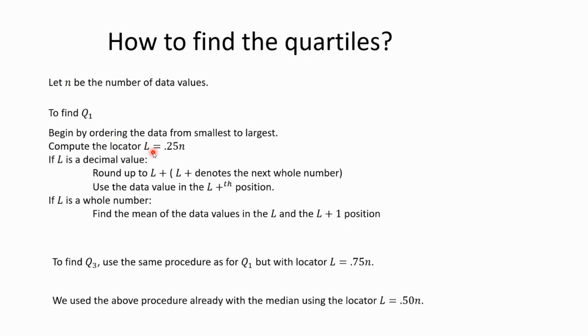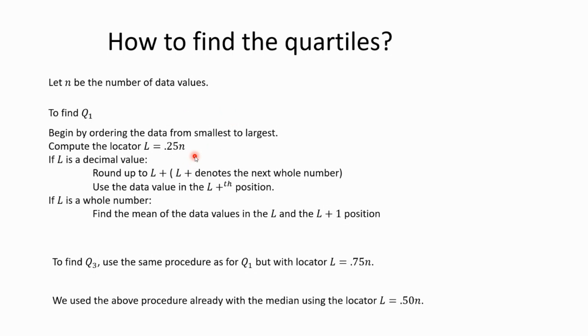Now here I'm using the book's notation. I will explain it. The next thing you're going to compute is L, which is 25% of n, so 0.25 times n. This is a product. Depending on what you get will determine the next step. If you get a decimal, in other words, something like 3.1 or 5.8, you're going to round up to the next highest whole number. So if we had 3.5, you would round up to 4.